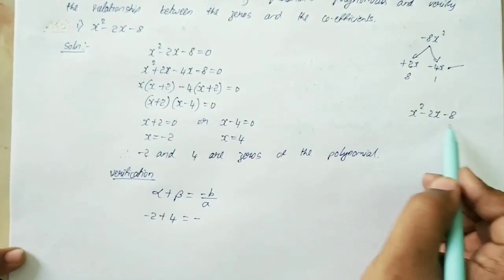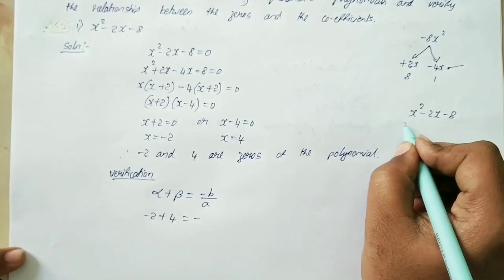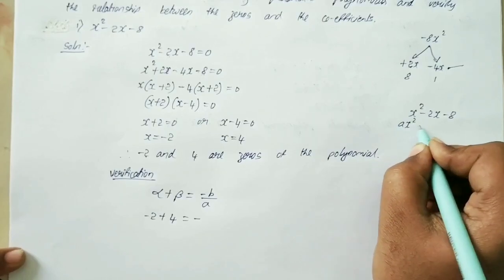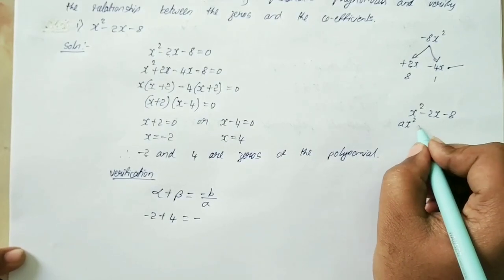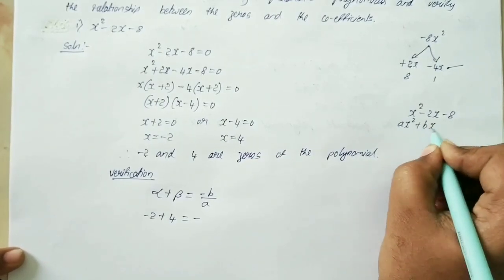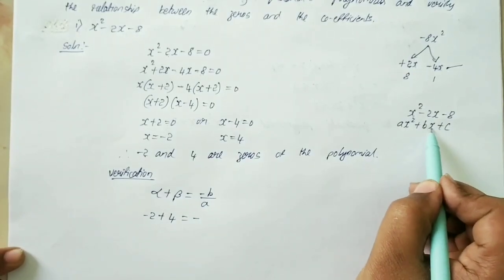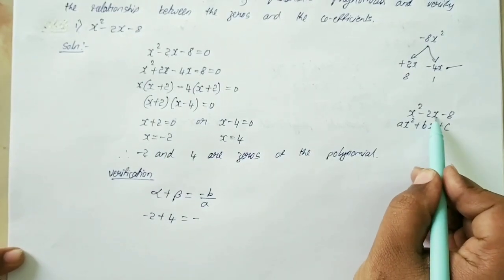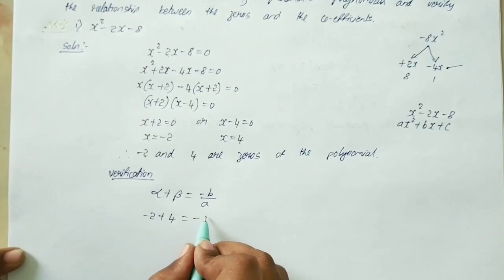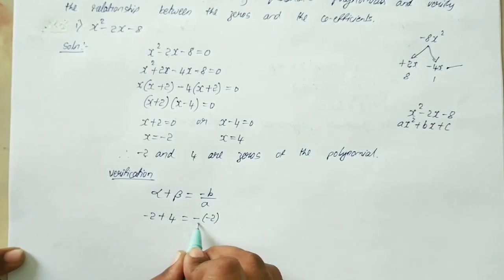x square minus 2x minus 8. Compare this with the standard form of quadratic equation, nothing but quadratic formula, ax square plus bx plus c. So what is b here? b means it is a coefficient of x, right? So what is the coefficient of x here? Minus 2. So in place of b I will write minus 2.